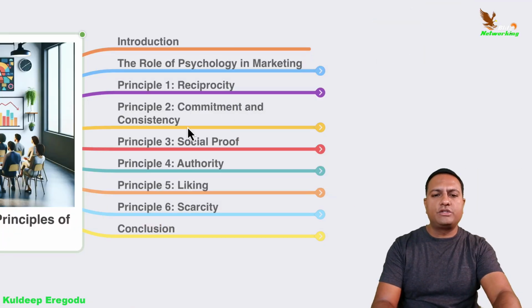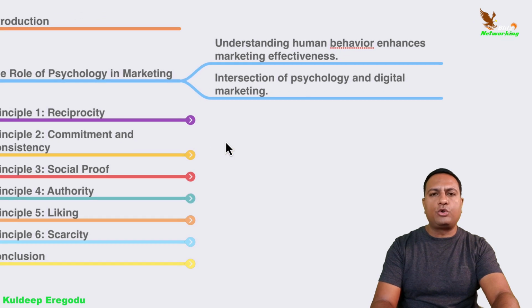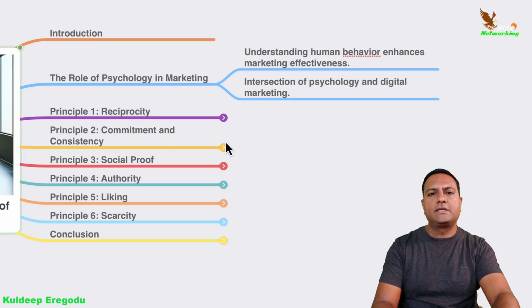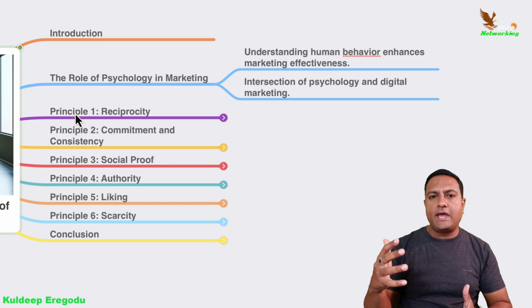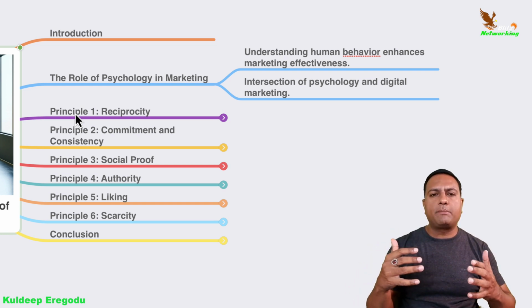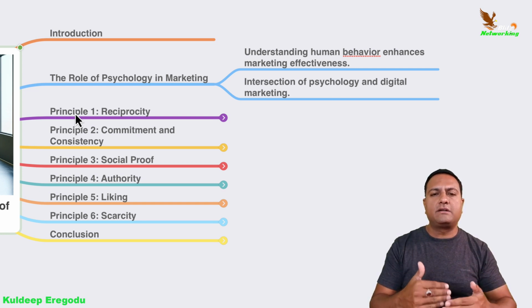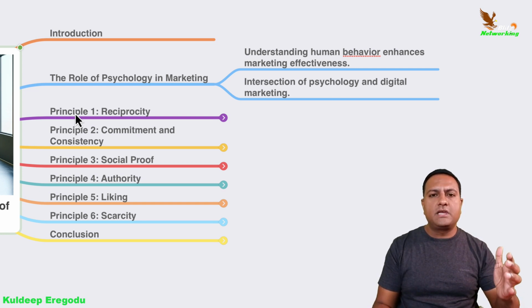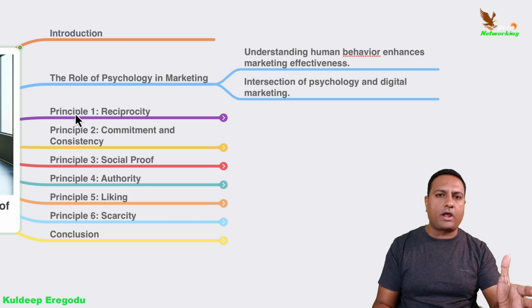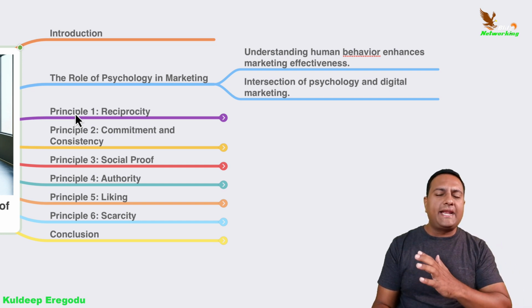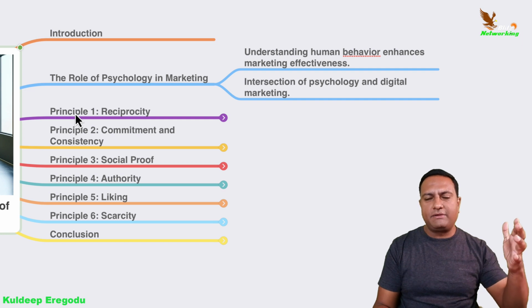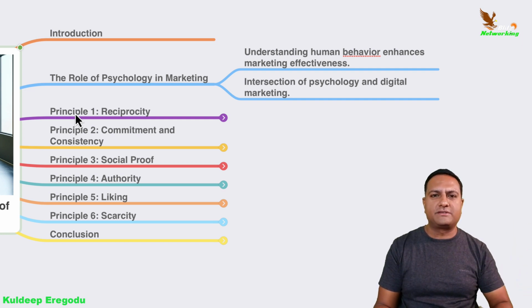Now, the role of psychology in marketing. Why does psychology play a key role in marketing? Understanding human behavior enhances marketing effectiveness. You need to understand how their behavior works. For example, if you have a particular product or service, you need to do some research on how a particular person's behavior works in terms of your products and services. Once you understand that, then 90% of your problem is solved. 90% of people will just start buying your products or services. So understanding human behavior plays a vital role.